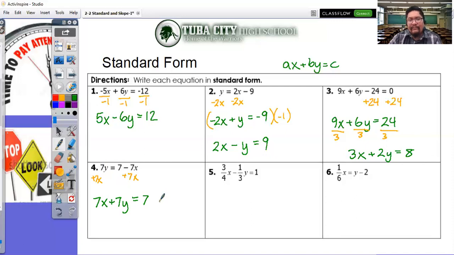Okay, so we got it in the right order. X, Y, equal number. X is positive. That's good. Now we have to check to see if there's any number that we can divide all three of them by, and this one should be an easy one because, well, they're all the same number.